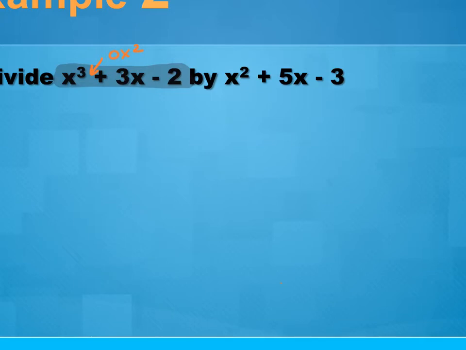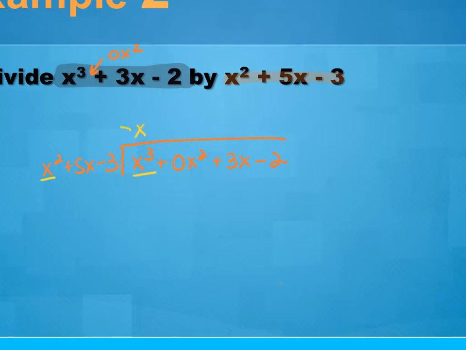Then I look at what I'm dividing by. Are they in order? Yes. Am I missing a term? No. So I'm writing my dividend, x to the third plus 0x squared plus 3x minus 2, divided by my divisor, x squared plus 5x minus 3. And then it's first into first again. What would I have to multiply x squared by to get to x to the third? It would be x.